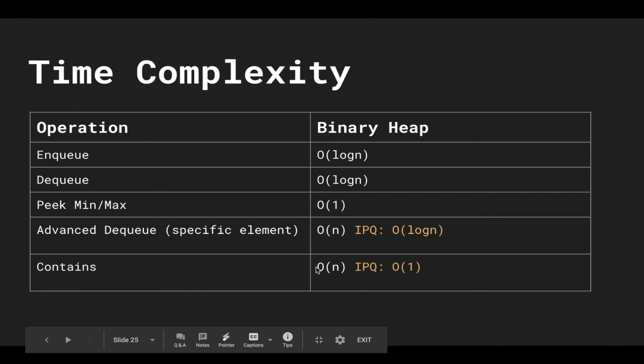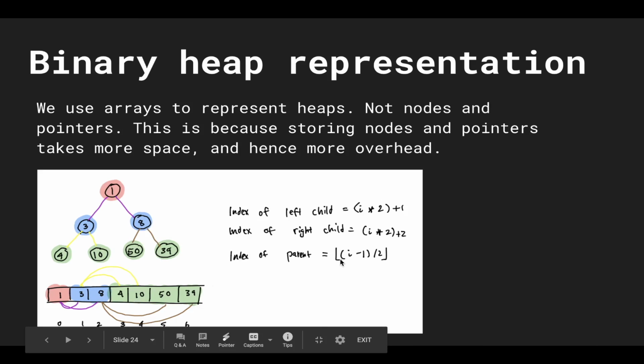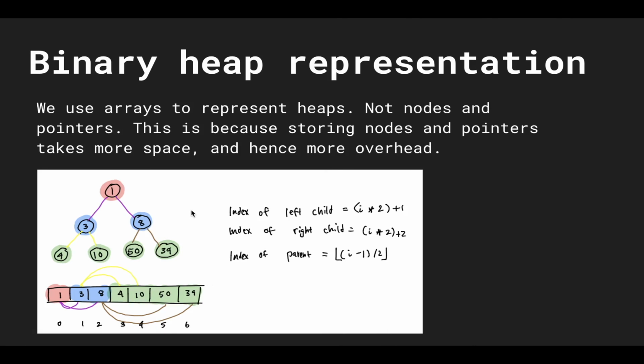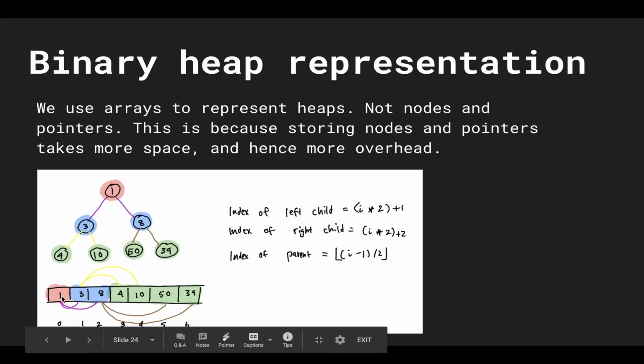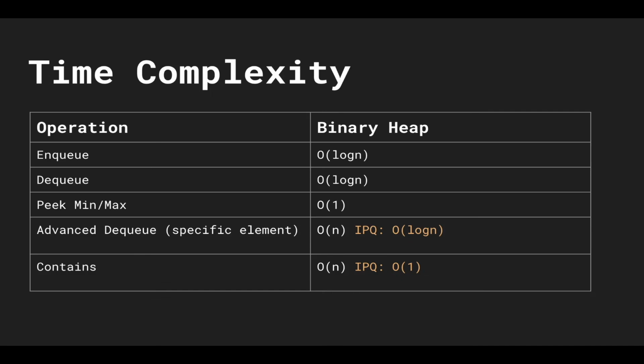The contains method uses the same logic as advanced dequeue. Let's say I want to check, does this binary heap contain, let's say, 88? Well, we don't know because we have to look through the entire tree. So we have to ask, is this 88, is this 88, is this 88, all the way to the end. And of course, at the end, we know there's no 88, so we return false. 88 is not contained in this binary heap, but that took a linear amount of work.